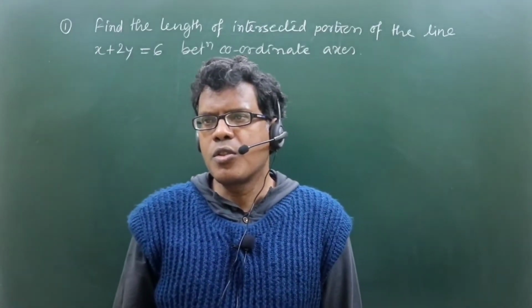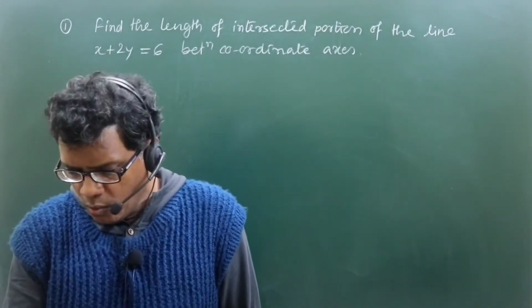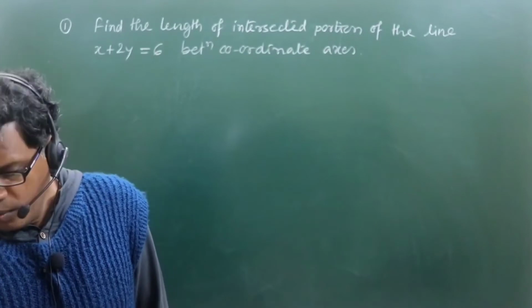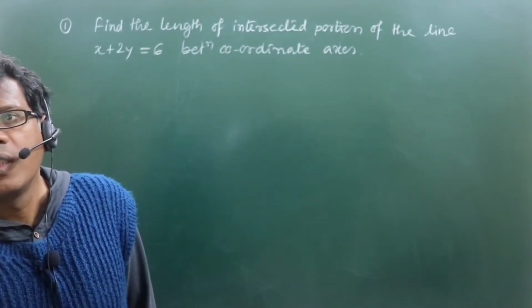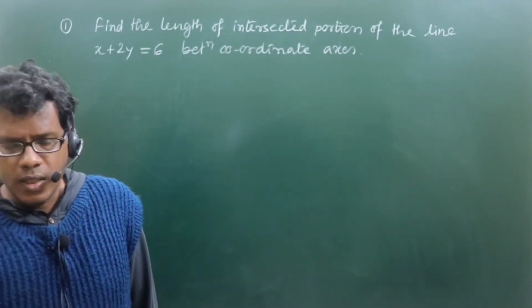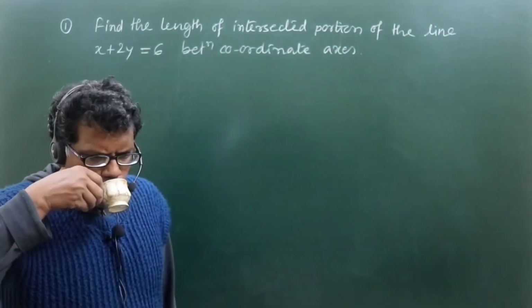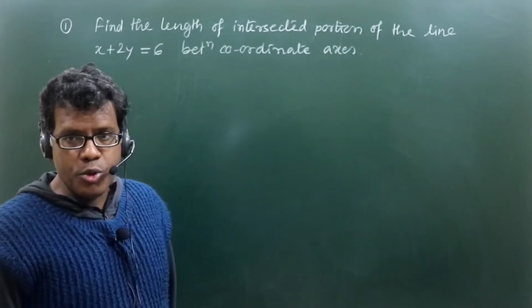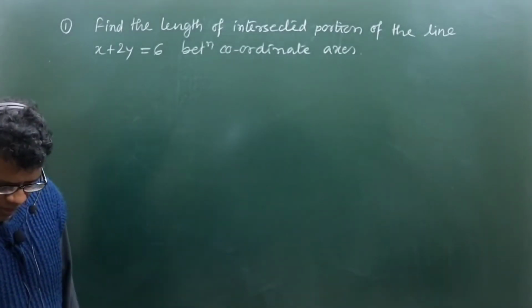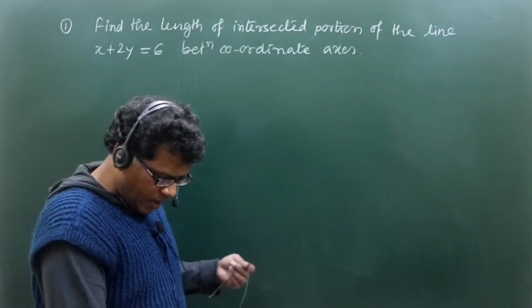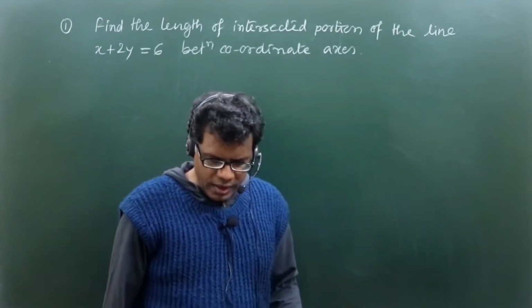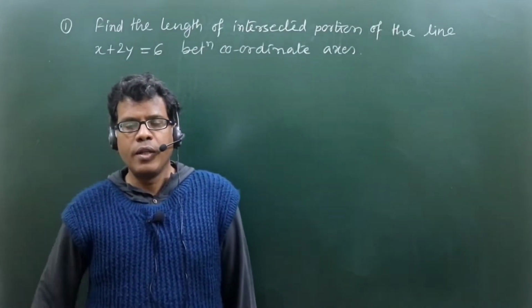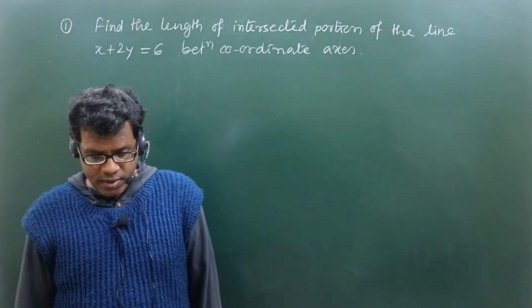Could you follow this question? What do I mean about this? That I am asking about that find the length of the intersected portion. Find the length of the intersected portion of the straight line in between coordinate axis.